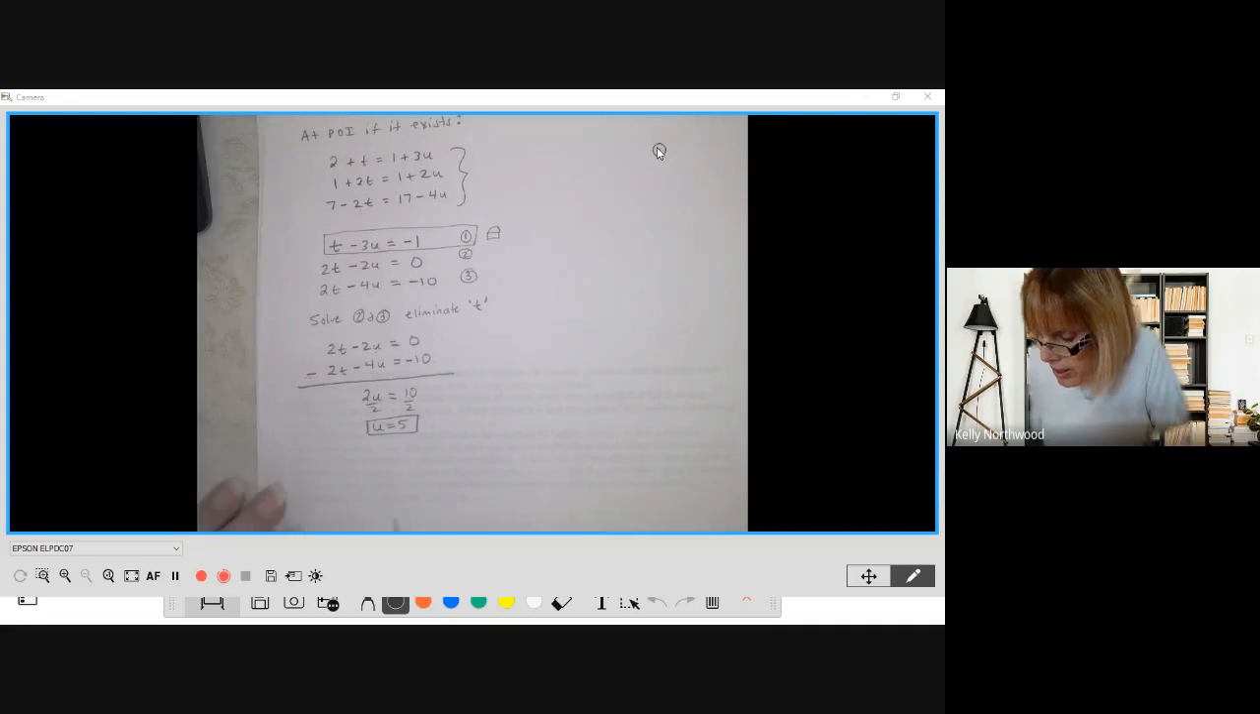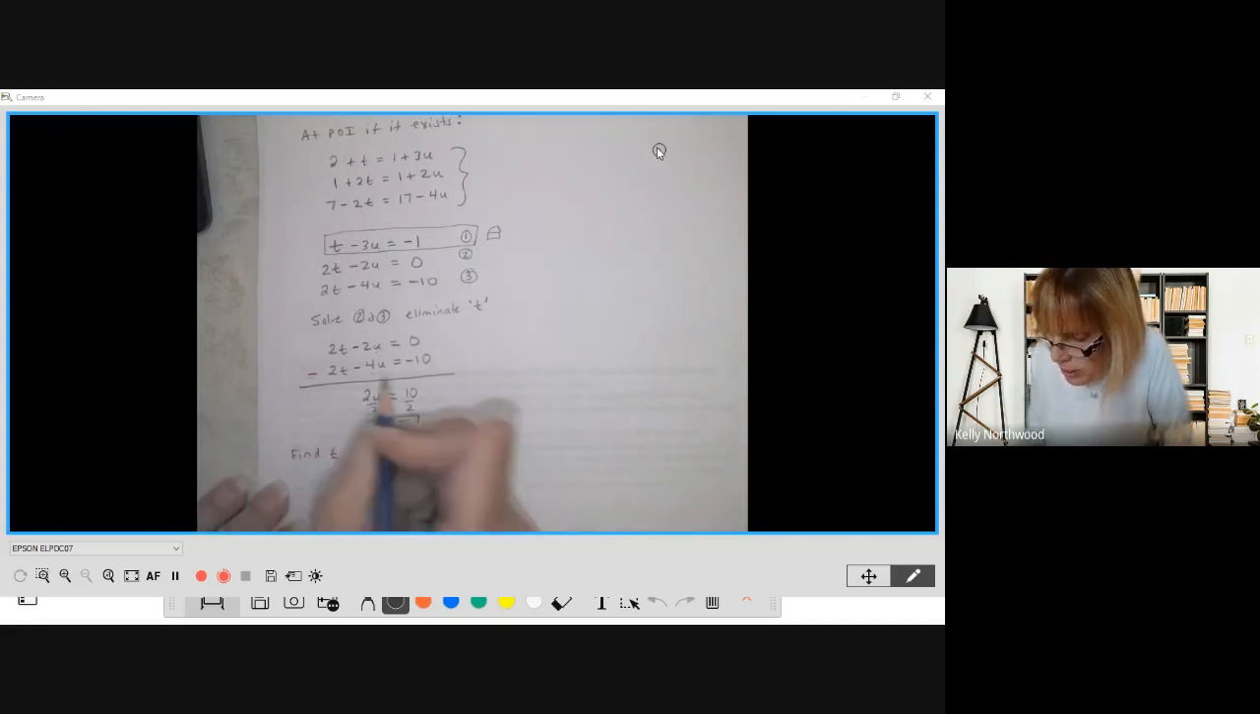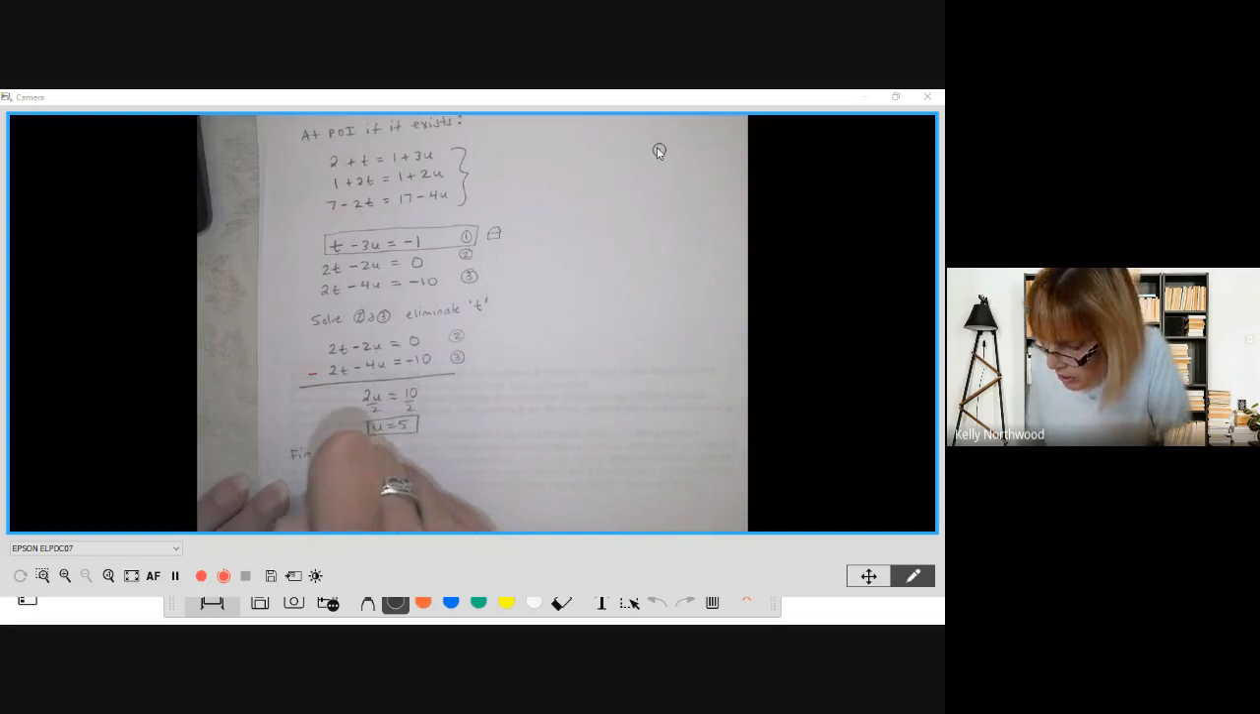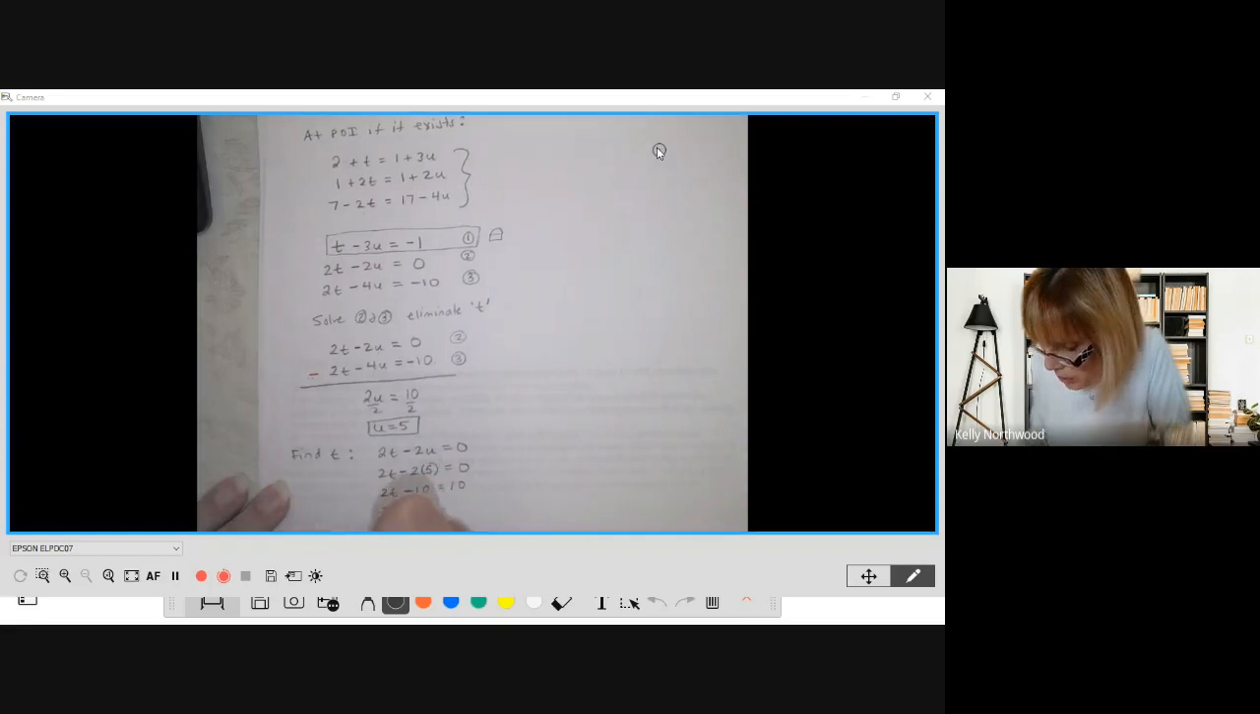And then I want to find t. So I'm going to use the first equation here. Sorry, this was equation 2 and this was equation 3. So 2t minus 2u equals 0. U is 5. So we're going to get t is 5 as well.